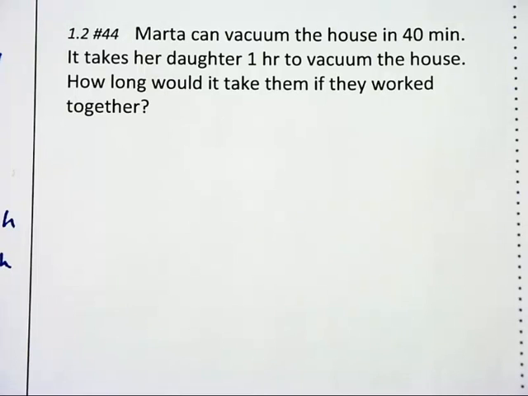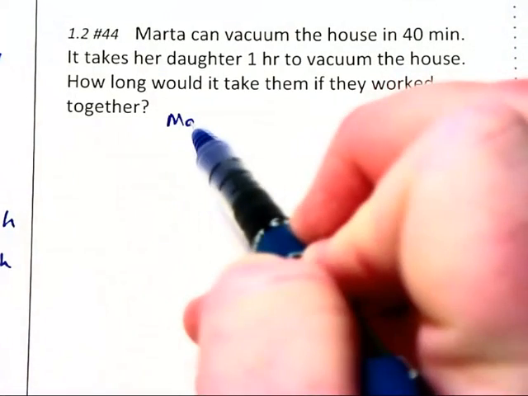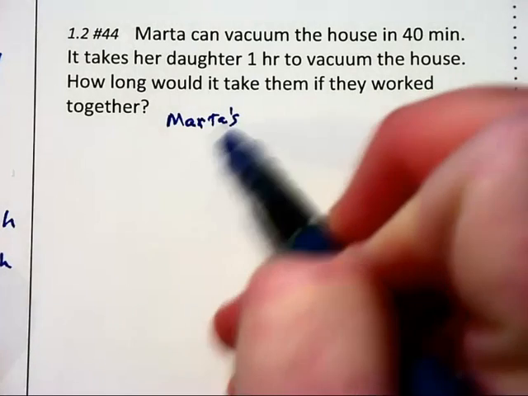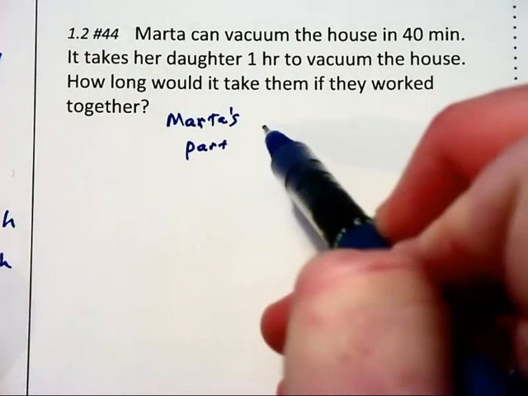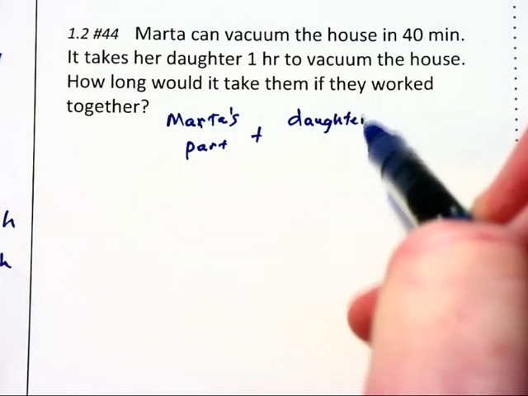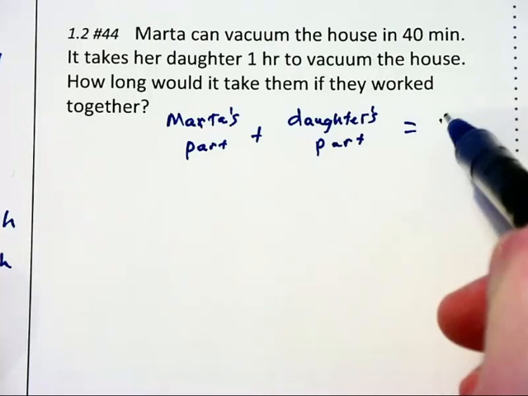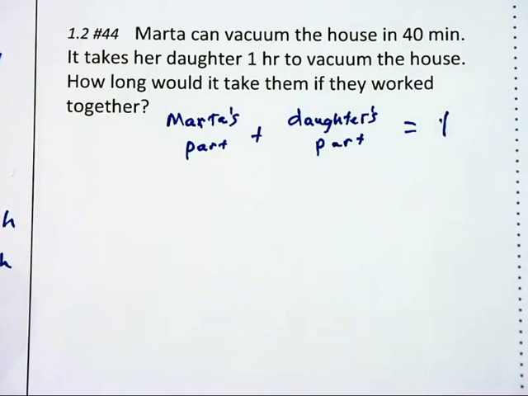We now have a problem involving work, and what I'm going to do here is say that we're going to have Marta's part of the job plus her daughter's part of the job adds up to a complete job, which is equal to 1.